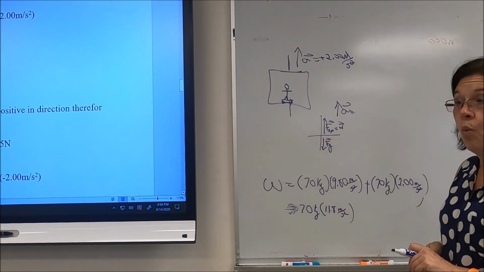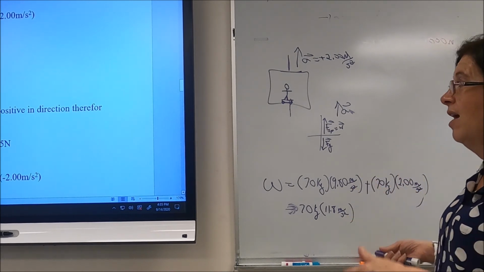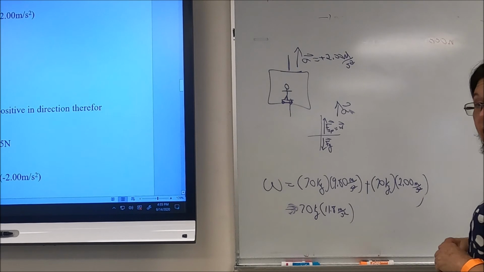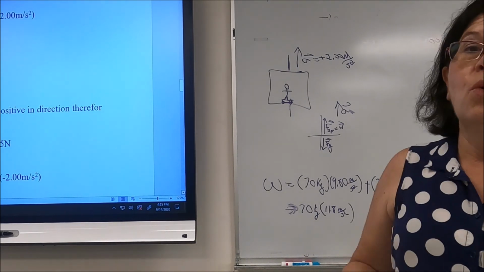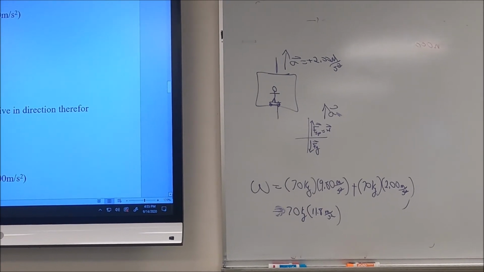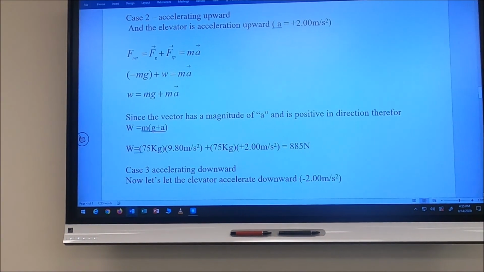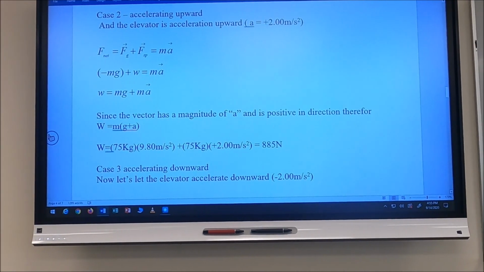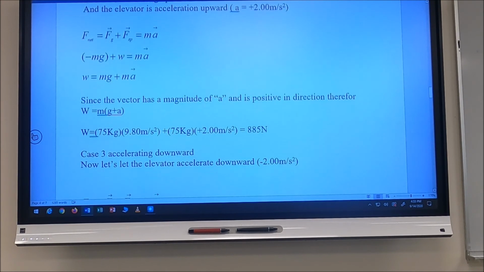So notice that the weight, what that scale is going to read, is now going to be larger than what it was if you had the elevator sitting still. That's why your stomach feels like it's dropping out on you when you are in an elevator that's accelerating very quickly upward. Now, I have done the math for you here. Okay? So you can see it right there. And now let's look at case 3, where we're accelerating downward.